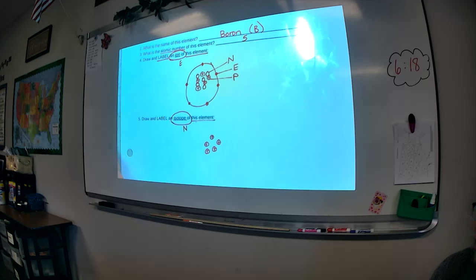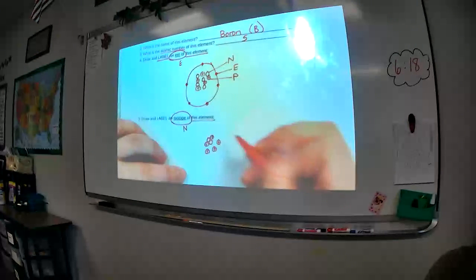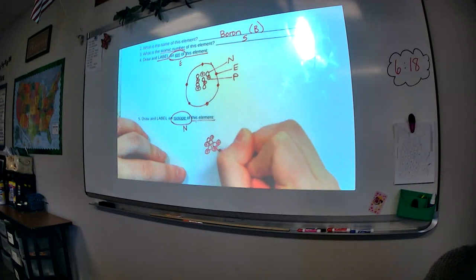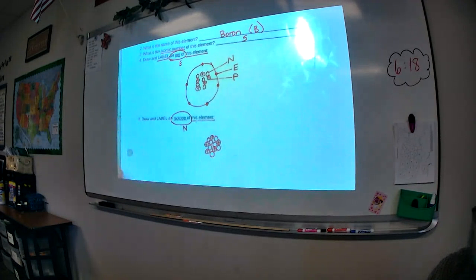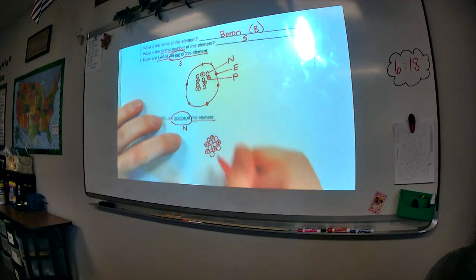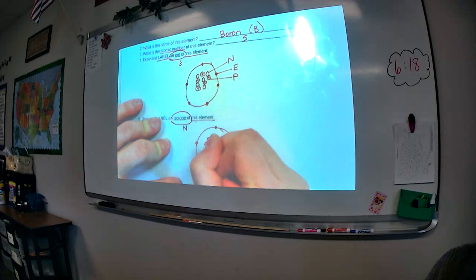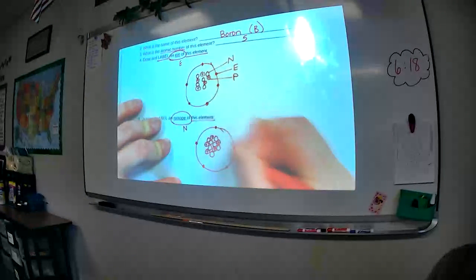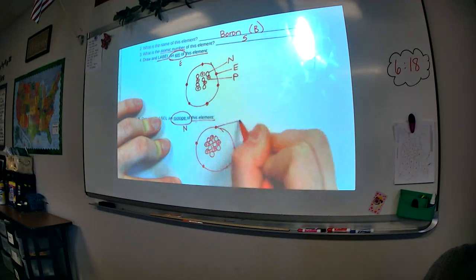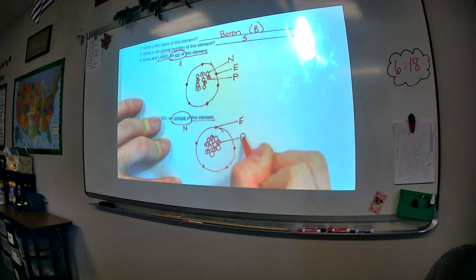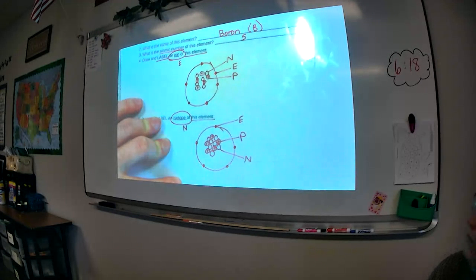Doesn't matter, more or less. 7 neutrons? That'll work. As long as you don't have what? 5. So 1, 2, 3, 4, 5, 6, 7 neutrons. How many electrons? 5. The only thing that should be different is the number of neutrons. So 1, 2, 3, 4, 5.